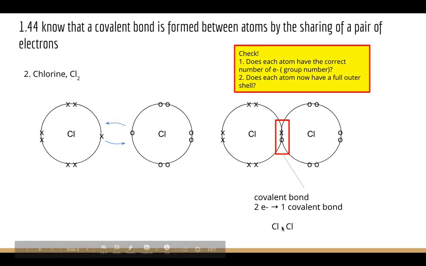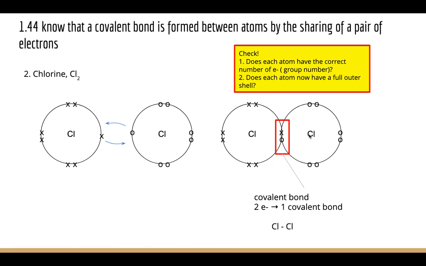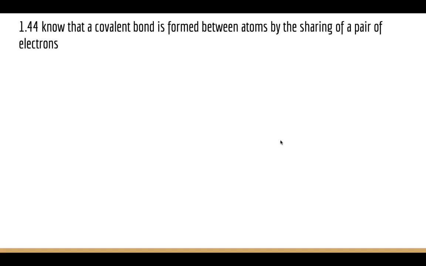Again, let's check, does each atom have the correct number of electrons? Chlorine has got 1, 2, 3, 4, 5, 6, 7. It's in group 7. Chlorine, 1, 2, 3, 4, 5, 6, 7. It's in group 7. Does each atom now have a full outer shell? 2, 4, 6, 8. Yes. This one, 2, 4, 6, 8. Yes. Let's have a look at our next example, oxygen.